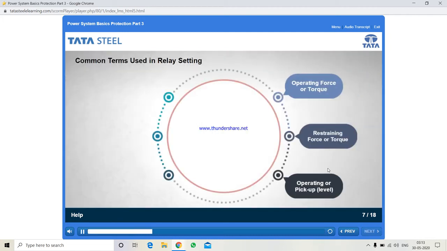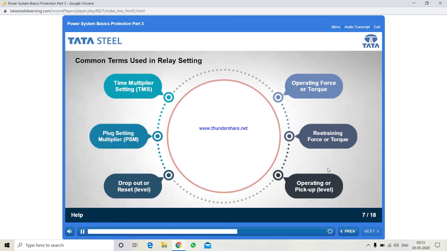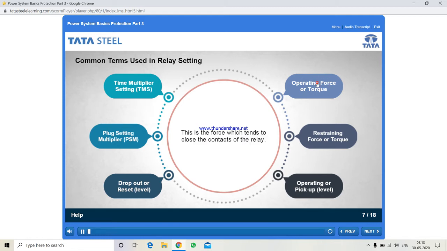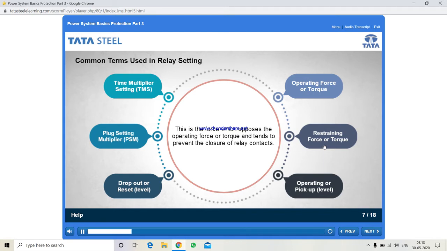Here are a few more terminologies related to relay setting. Click on each tab to learn more. Operating force or torque. This is the force which tends to close the contacts of the relay. Restraining force or torque. This is the force which opposes the operating force or torque and tends to prevent the closure of relay contacts.